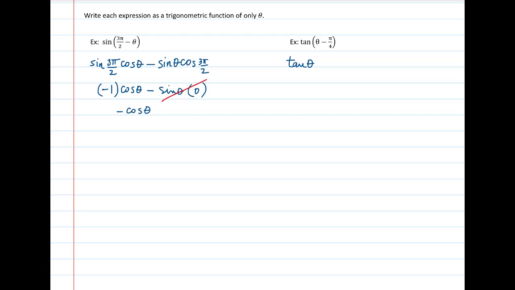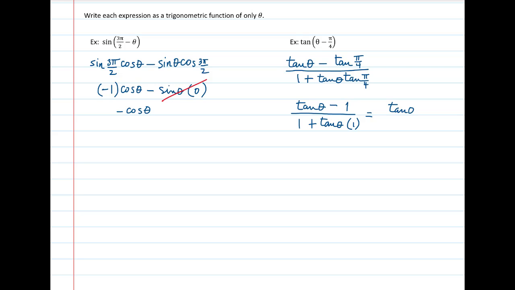For the other one, we have tangent of the first one, theta, minus tangent of the second one, pi over 4. All of that divided by 1 plus tangent of theta times tangent of pi fourths. Now, tangent of theta stays the same. Tangent of pi fourth, we know that to be equal to 1 from the unit circle. We divide all that by 1 plus tangent of theta times 1, because tangent of pi fourth is 1. And then rearranging the terms a little bit, we get tangent of theta minus 1 in the numerator over tangent of theta plus 1 in the denominator.